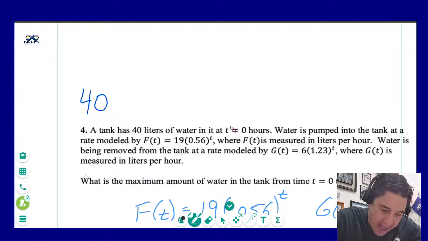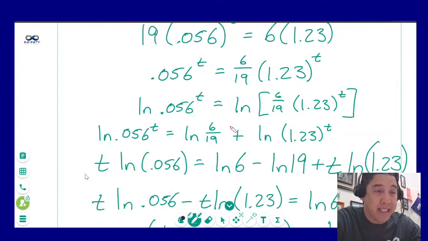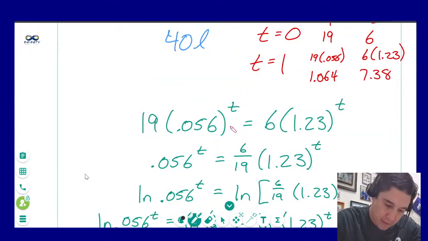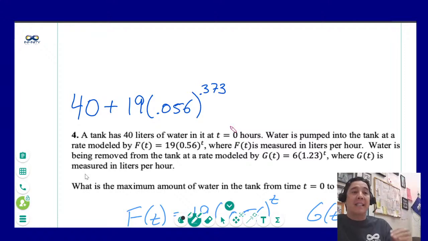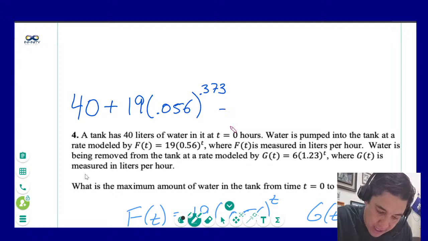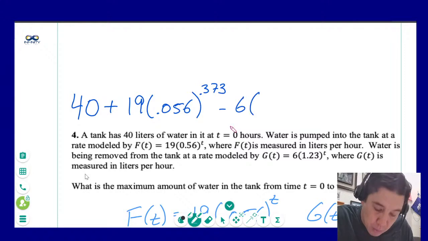And then we're going to add 19 times 0.056 to the 0.373. And then I'm going to subtract the amount of water that was draining, which is 6 times 1.23 to the 0.373.